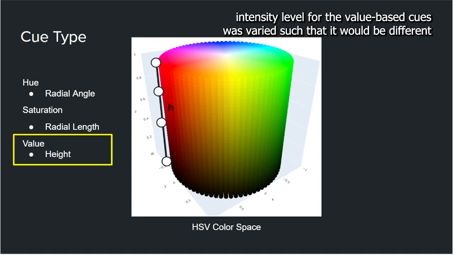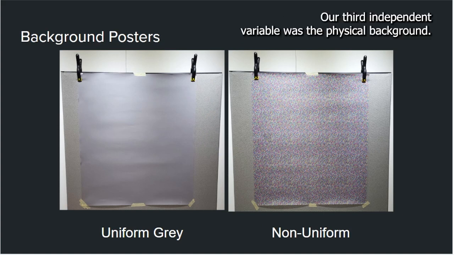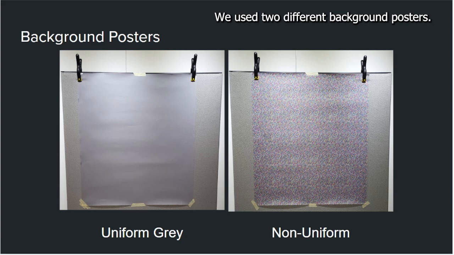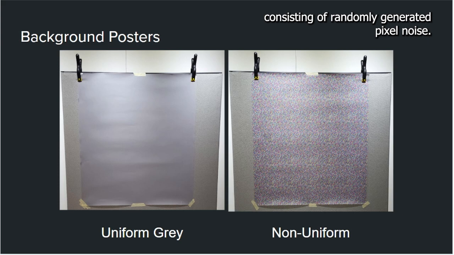Similarly, the intensity level for the value-based cues was varied such that it would be different by 33, 66, or 100% the height of the color space. Our third independent variable was the physical background. We used two different background posters. One was uniform gray, and the other was non-uniform, consisting of randomly generated pixel noise.